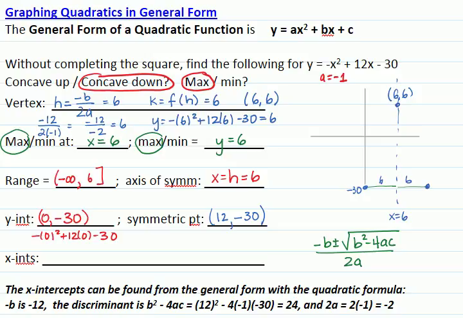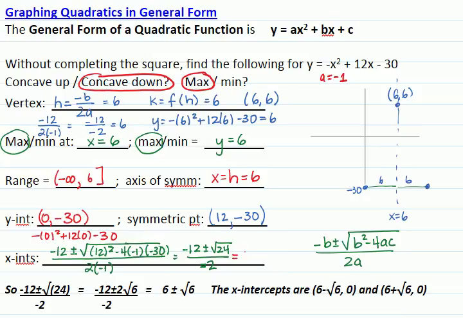So -b is -12 plus or minus the square root of the discriminant, which is 12 squared minus 4 times a times c. It comes out to be 24, and the denominator 2a is 2 times -1, which is -2. So I have -12 plus or minus the square root of 24, divided by -2. And if I simplify this expression, this will be 6 plus or minus the square root of 6.